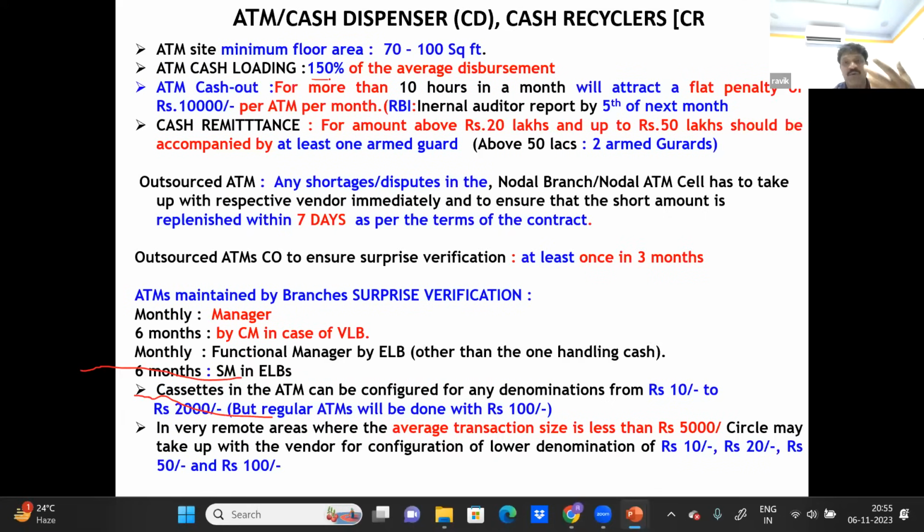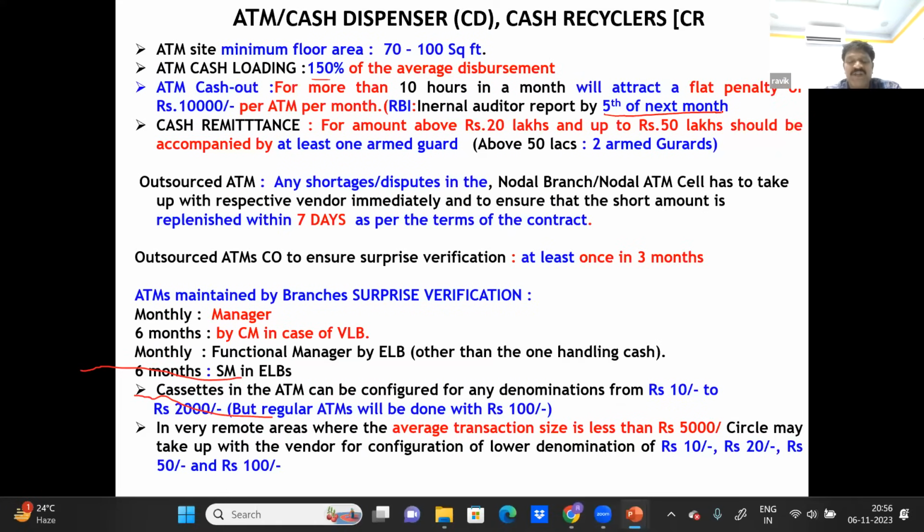That is the reason on Fridays your sections are calling and telling you to put the cash, load the cash, reload the cash. So we can keep 150% cash in the ATM. And the internal auditor has to send a report to RBI by the 5th of next month. Every month they will see whether any lapses are there, whether the ATM was not working for more than 10 hours or not, and they have to report all these things.